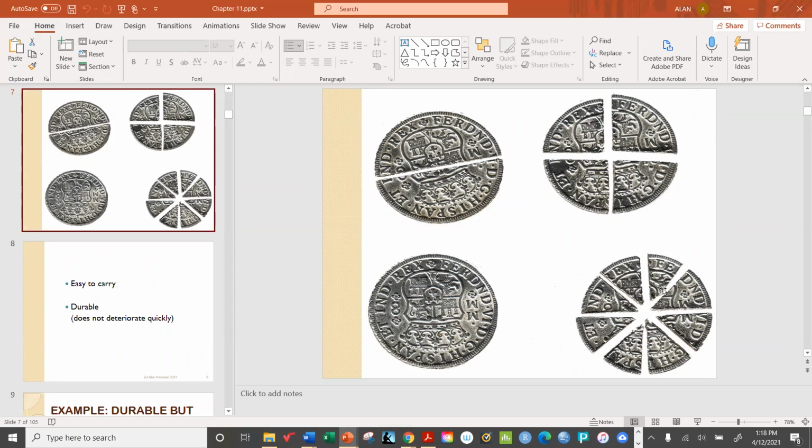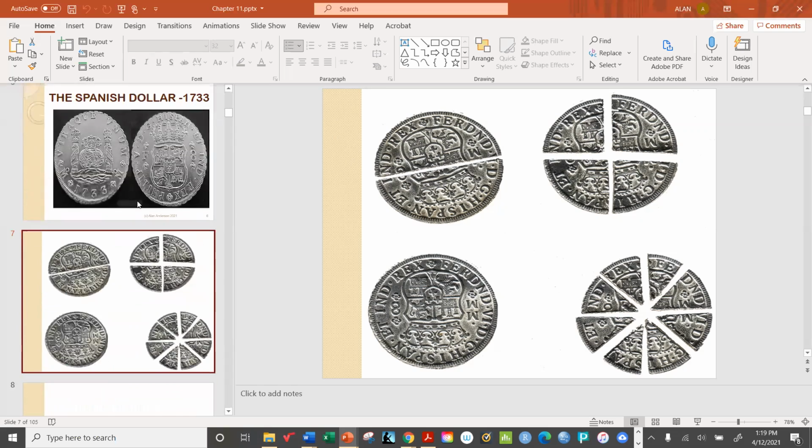And because of the way these coins could be carved up into 8 equal pieces, they came to be known as pieces of 8, which you've probably heard of in association with every pirate story you've ever heard in your life. The pirates were always talking about pieces of 8. This is why, because they were talking about Spanish silver dollars that could be broken up into 8 equal pieces. So they came to be known as pieces of 8.